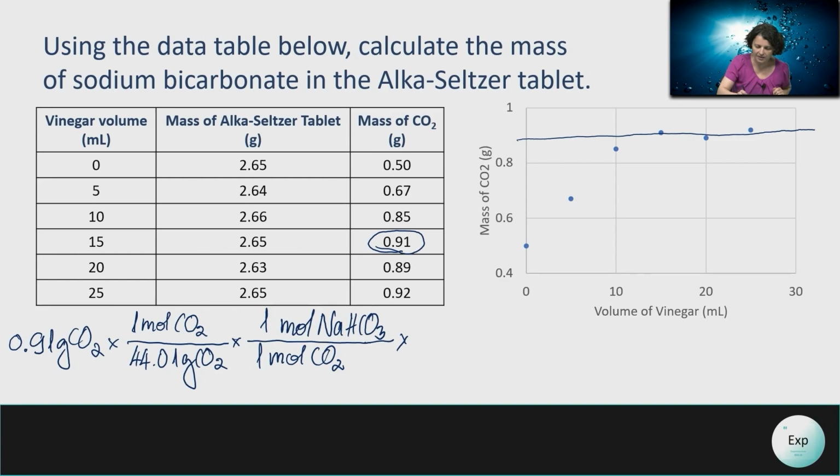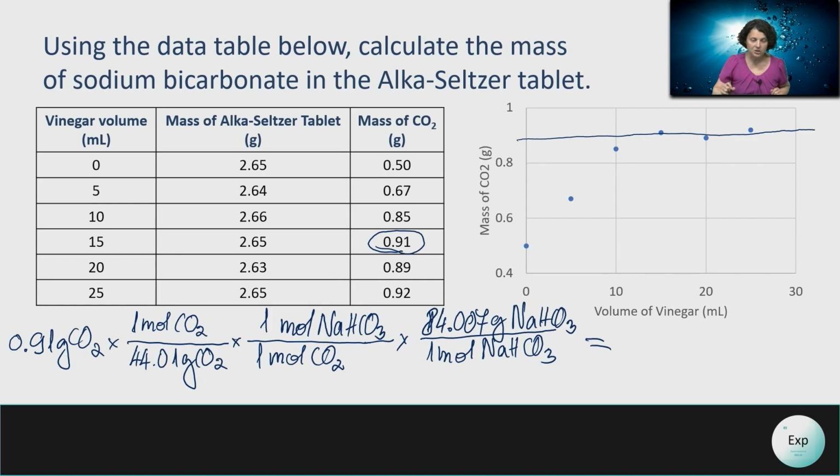And then, because we're asked for mass of sodium bicarbonate, we're going to convert from moles of sodium bicarbonate to grams of sodium bicarbonate. And we have 84.007 grams. Upon completion of this calculation, we will find that there were 1.74 grams of sodium bicarbonate in this Alka-Seltzer tablet that had 2.65 grams as its mass.